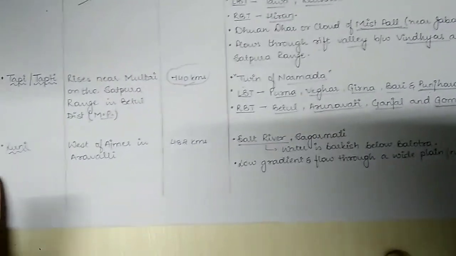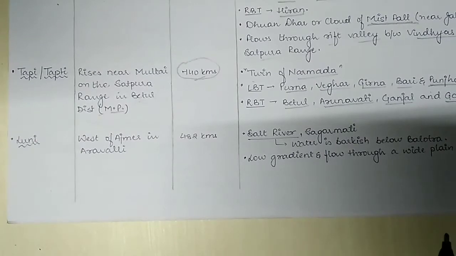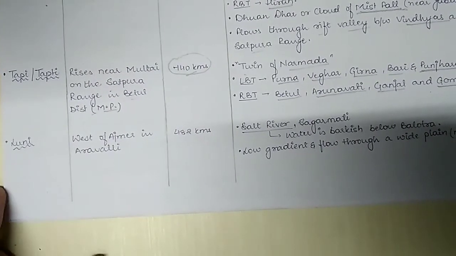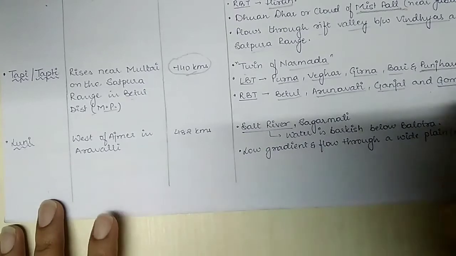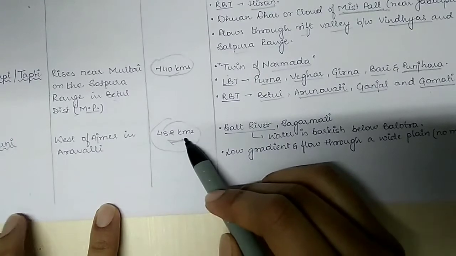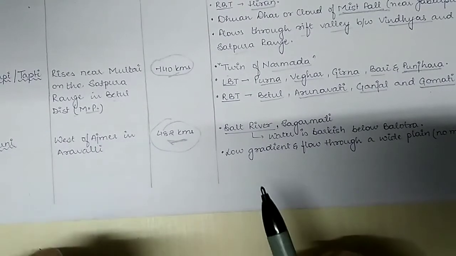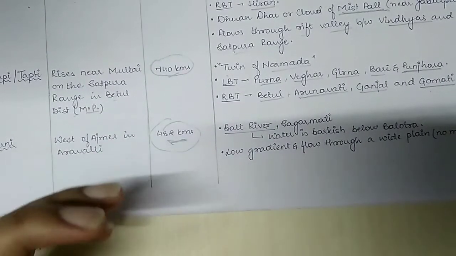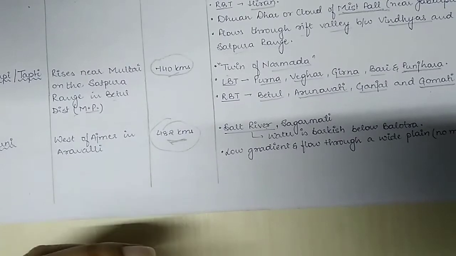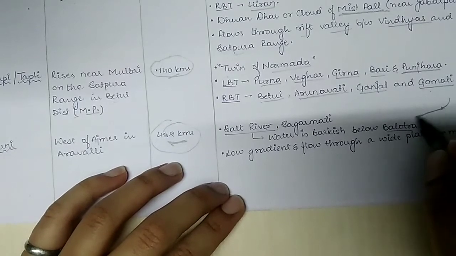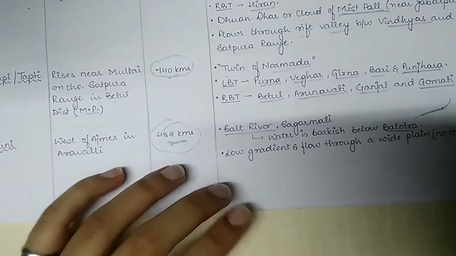Now, lastly, we have Looney River. Looney River originates in the west of Ajmer in the Aravali ranges. It covers the distance of 482 kilometers. It is also known as Salt River because the water in it becomes brackish below Balotra. As it flows after Balotra, the water of this river becomes very salty.